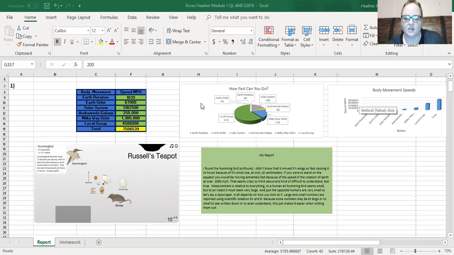This is just saying the speeds at which the Earth rotates, its orbit, the solar system, the galaxy, the Milky Way.